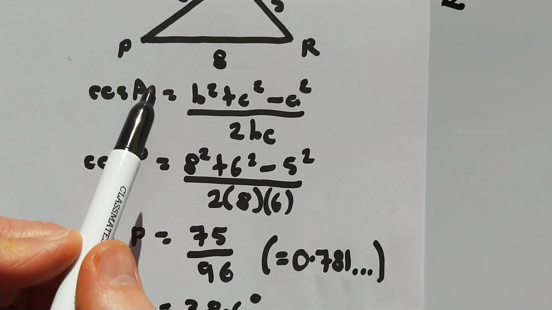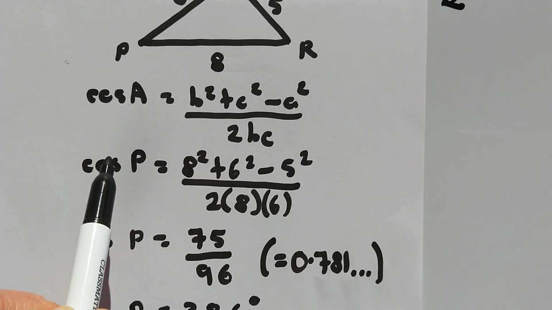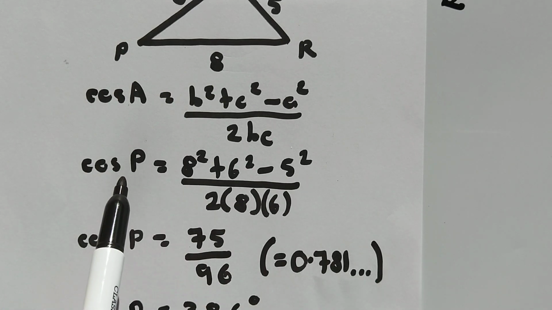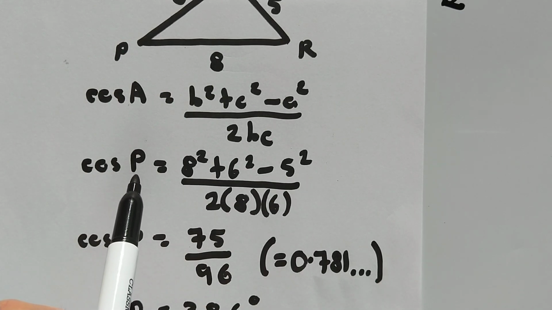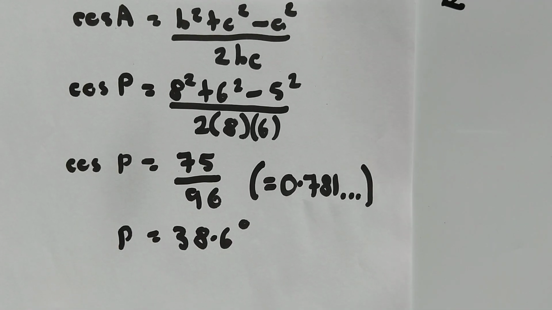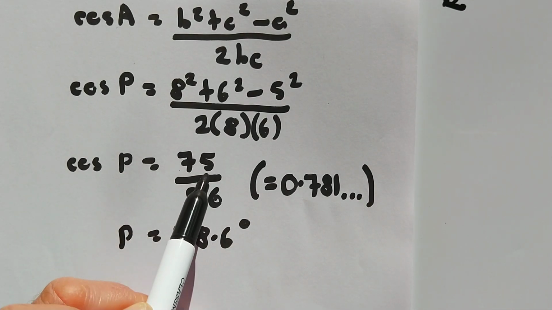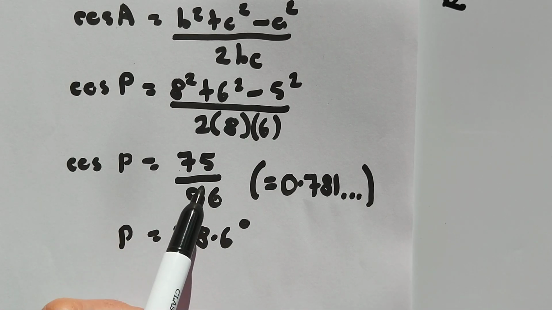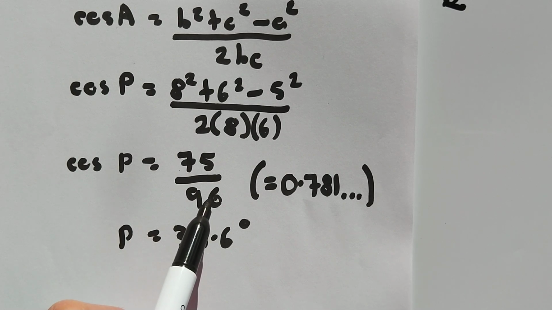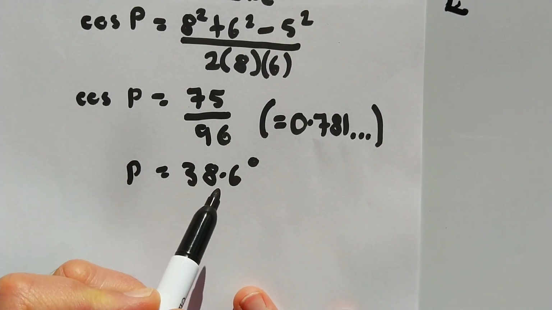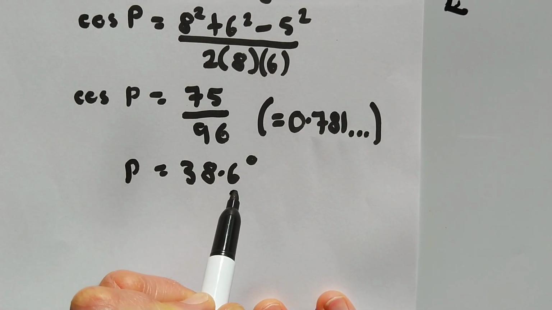Our process: we write down the rule, but with our numbers and letters in it. We always subtract the side that's opposite the angle we're looking for. The bottom is 2 times first number, second number, not the one we subtract. Work out the top number, the numerator, process that. Process the bottom and get your denominator. Divide the two of them, and then de-cos it, shift cos, inverse cos is the technical term, and get your angle. And that's it. That gives us the angle.